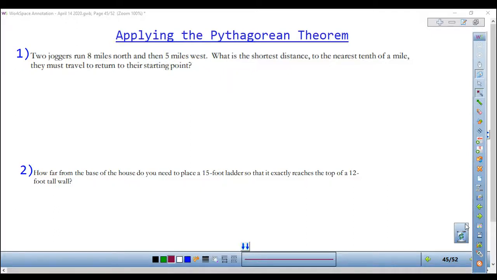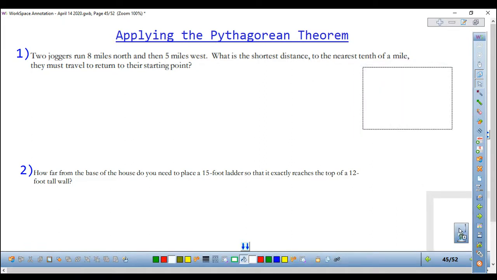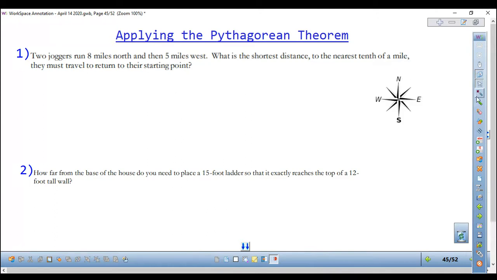Hello, so let's apply the Pythagorean theorem today to some problems. Let's take a look at this first question. Two joggers run 8 miles north and then 5 miles west. What is the shortest distance to the nearest tenth of a mile they must travel to return to their starting point? Well, one of the first things we have to remember is our directions. So that'll help us with drawing these diagrams.